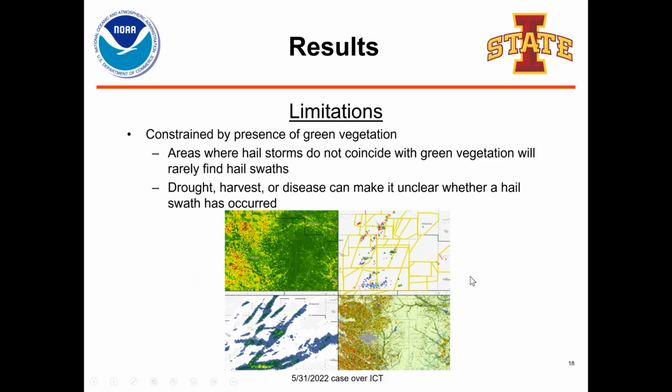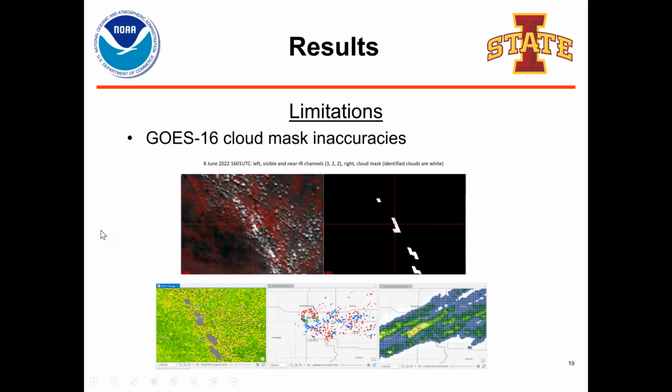So you just have to be kind of careful when you're looking at it. It's important to see all of the data. Then there's also some cloud mask inaccuracies, I guess I would call it, with GOES-16.